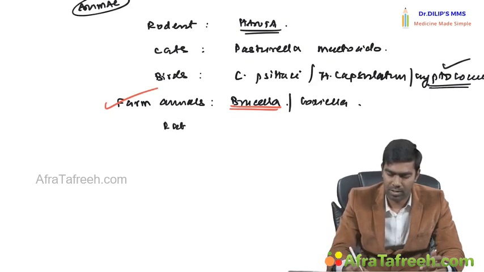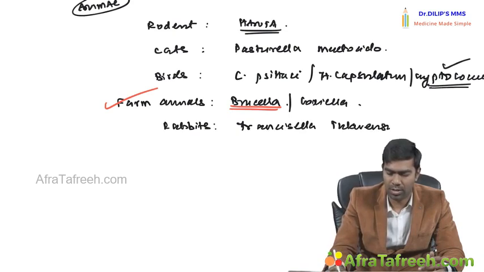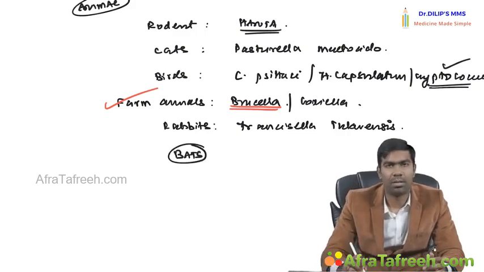Then rabbits. Rabbit exposure is very important for Francisella tularensis, which can also cause a pneumonia. But I can add the latest addition, bat exposure.